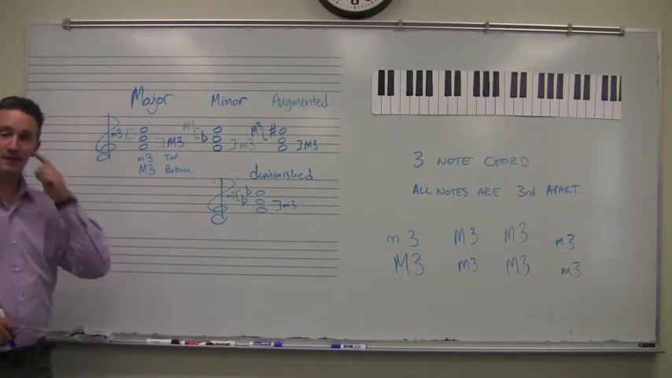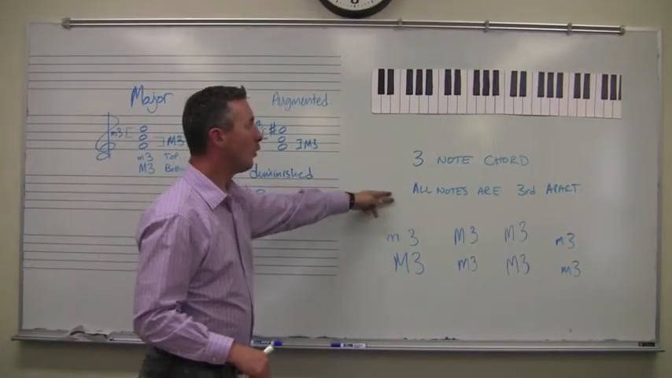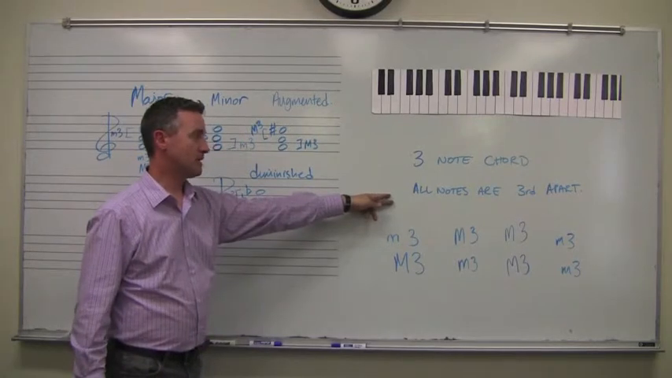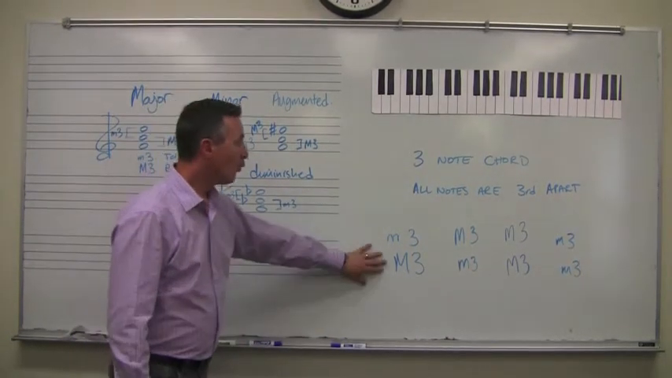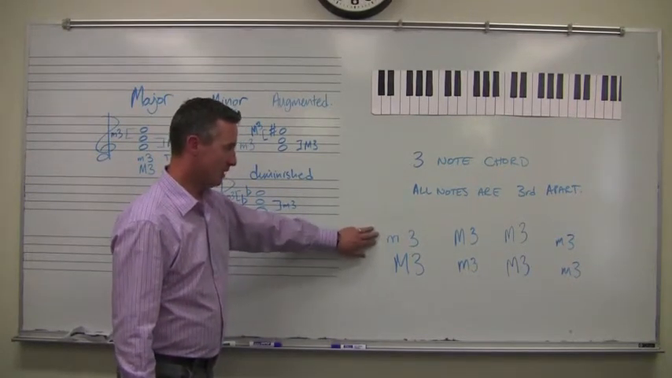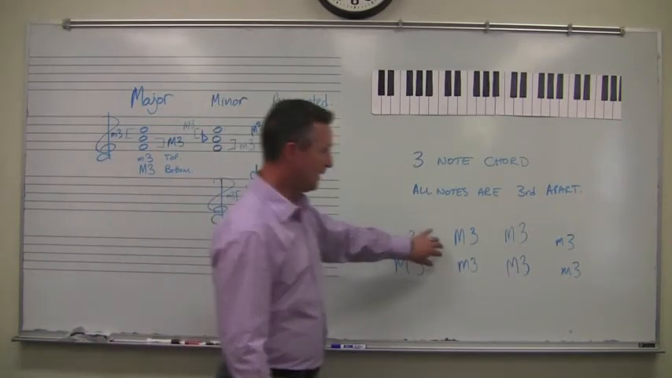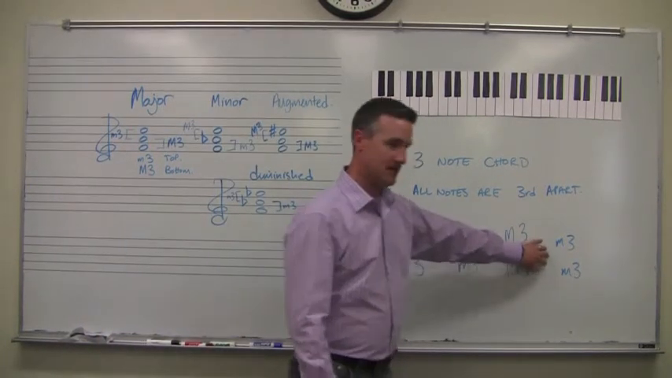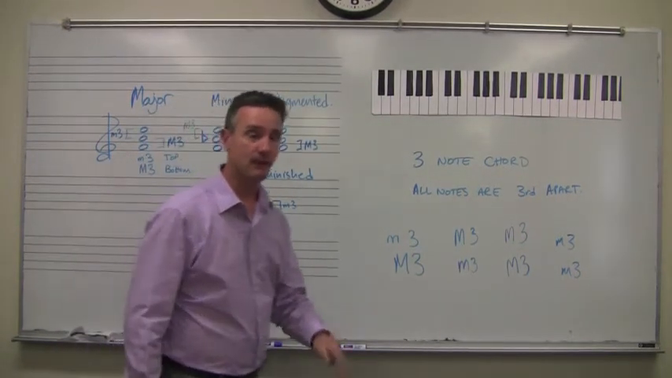So there are four types of triad. First of all, they are three-note chords. All the notes are a third apart from each other. Those are the two important characteristics. Then you say to yourself, what type of third do I have on the bottom? What type of third do I have on the top? And depending on the combination, you can have a major, a minor, an augmented, or a diminished triad. Those are the four types of triad.